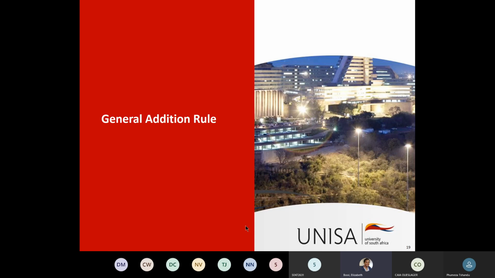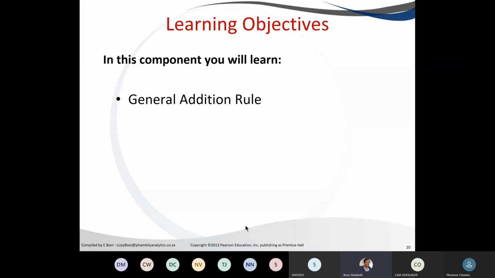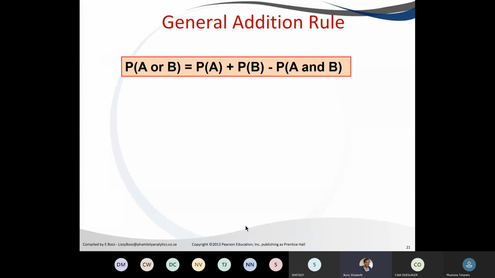Now we move on and look at the addition rule. So what is an addition rule? An addition rule is the probability of either one event happening or the other one happening. Either or. So the probability of A or B, we can also write as the probability of A union B. One and the same thing.